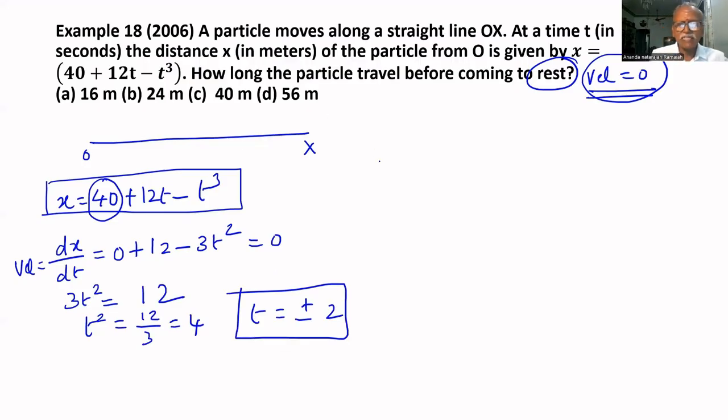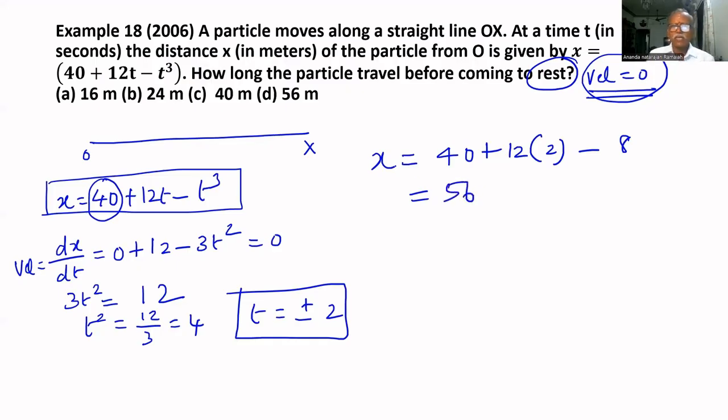So we have to find the x. It is moving along this line. We have to find the x. Substitute here t value. What you will get? 40 plus 12 times multiplied by 2 minus, if you cube that 2, you will get 8. So 40 plus 24, 64 minus 8, 56 you will get. So x equal to 56 when velocity is 0.